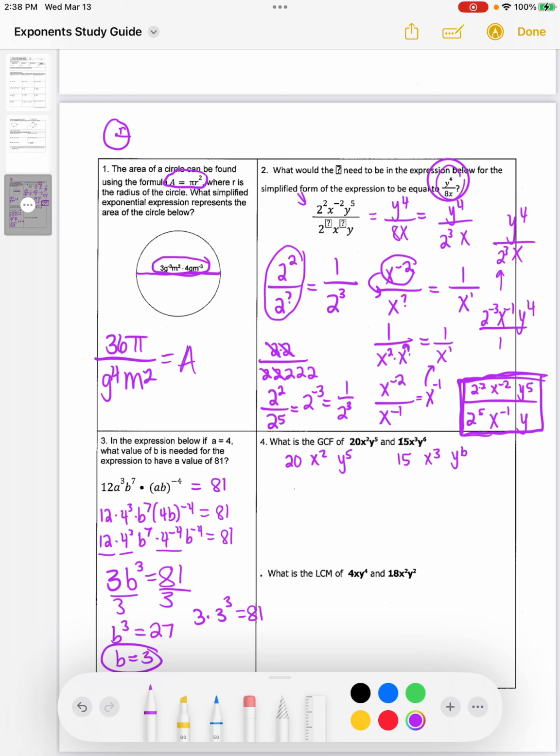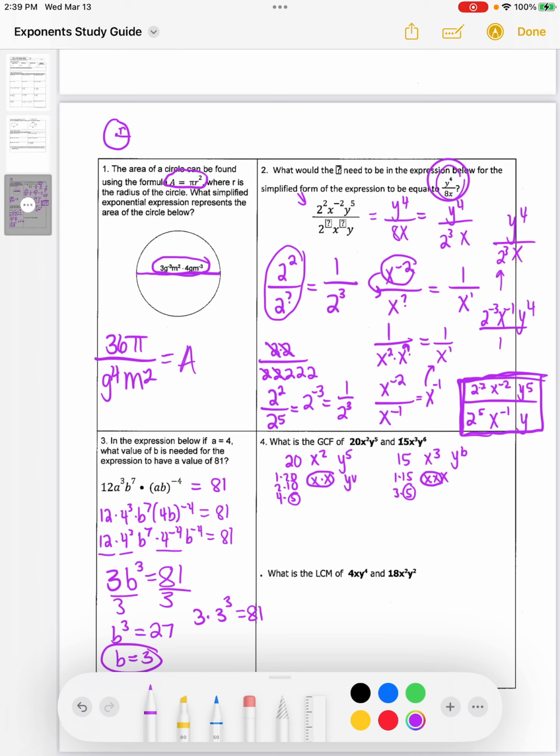For the greatest common factor, you're trying to find the biggest number that goes into the coefficients. So for the factors of 20, we have 1 times 20, 2 times 10, and 4 times 5. For 15, 1 times 15, 3 times 5. The greatest common factor of 20 and 15 is definitely 5, so I'm going to circle it. The factors of x squared are x and an x. The factors of x cubed are x times x times x. The greatest number of x's that they share in common, this one has 2, this one has 3, the greatest number they share in common is x squared. It's going to be the smallest of the options.